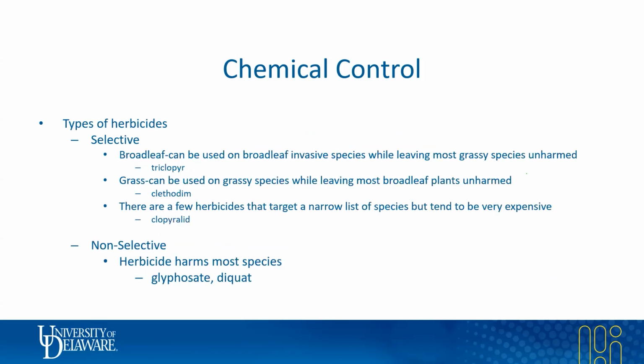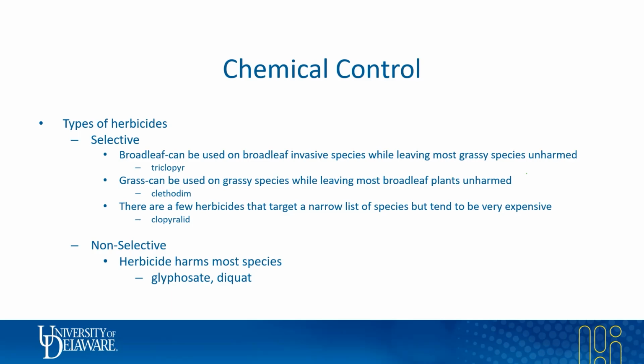Okay, so there's selective and non-selective. Selective, say you have a grass swale or a grass buffer, and you have broadleaves coming up through there, such as Canada thistle. There are selective herbicides that you can actually spray over top, and it'll kill the broadleaf and not the grass. Triclopyr is a good example of that.